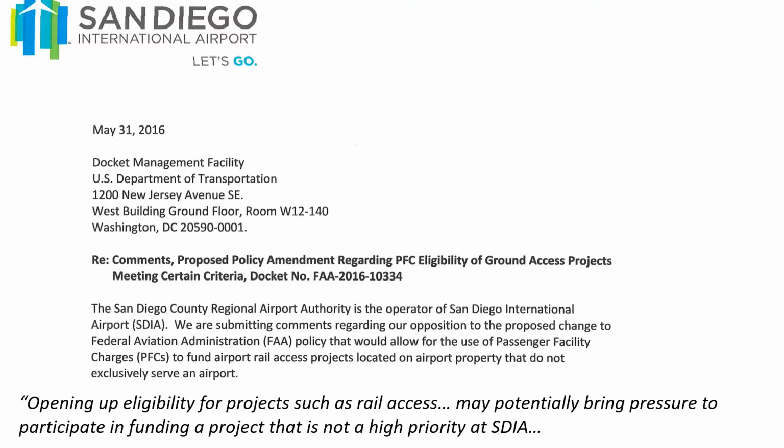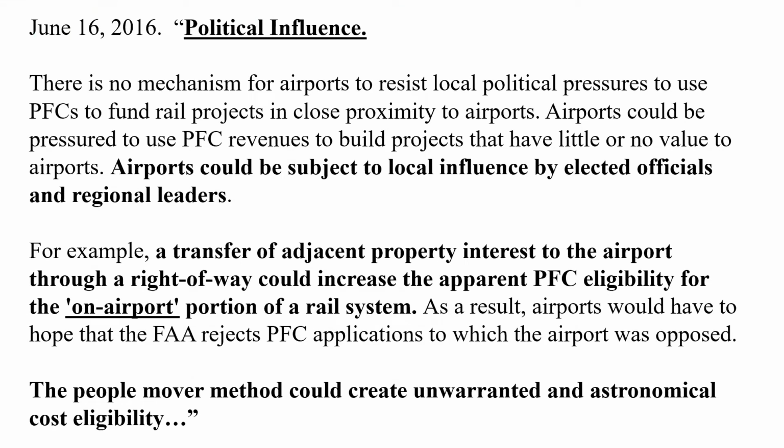Opening up eligibility for projects such as rail access may potentially bring pressure to participate in funding a project that's not a high priority at SDIA. It also states political influence. There's no mechanism for airports to resist local political pressure to use PFC to fund rail projects in close proximity to airports. Airports could be pressured to use PFC revenue to build projects that have little or no value to airports. Airports could be subject to local influence by elected official and regional leaders.